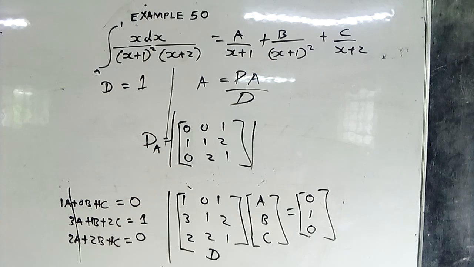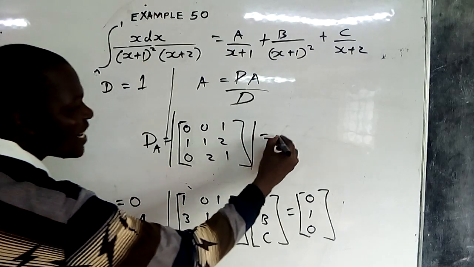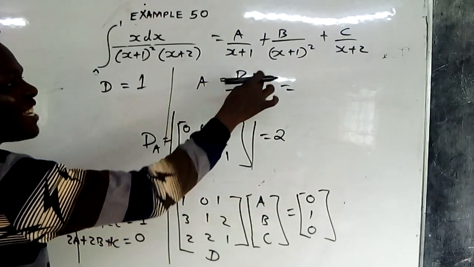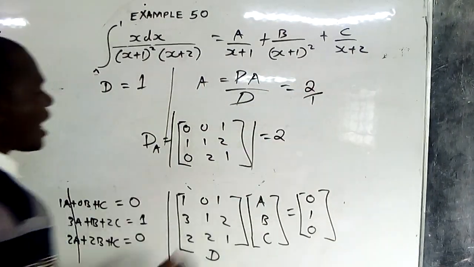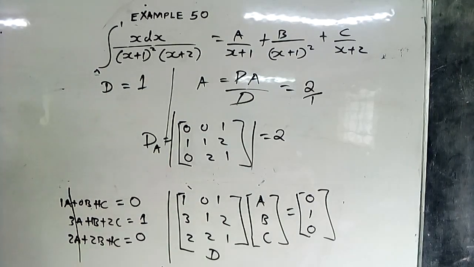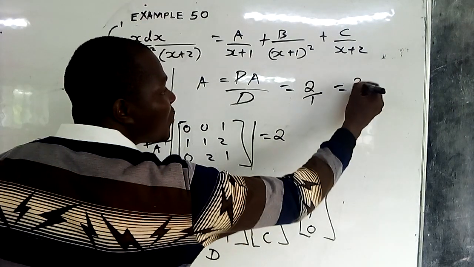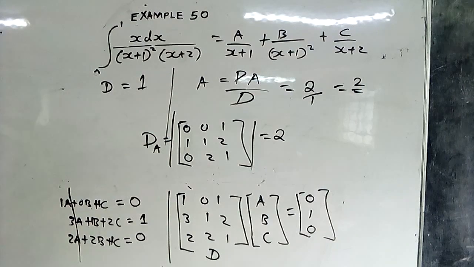Number 7, determinant of matrix. Good. 2. You see? We're very fast and very efficient. You get that is 2. So it means A is D of A over D, which is 2 over 1. D is the same for everything. So you found your A value. You are done with A. Remember, everything is using D.